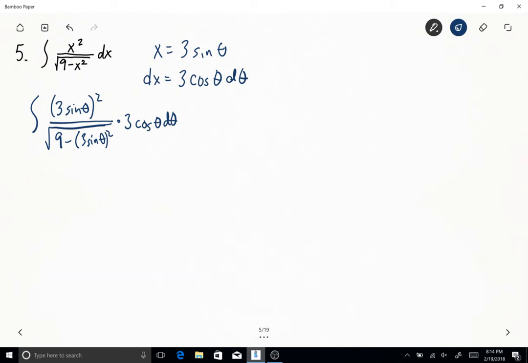With that in mind, where do we go from here? Well, our numerator becomes 9 sine squared theta. Our denominator, oh, okay, so hold on one second.